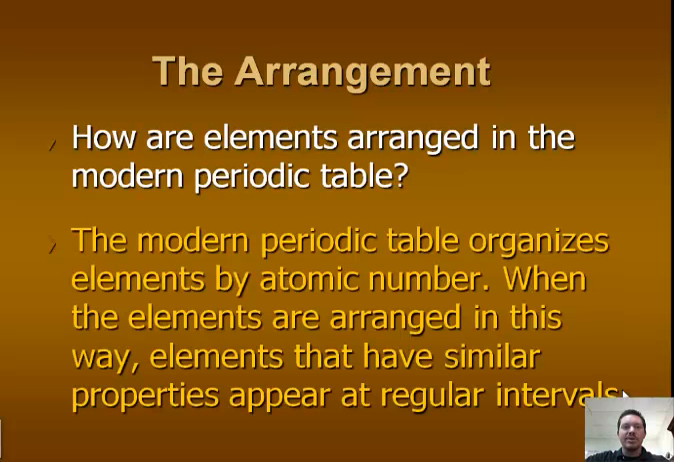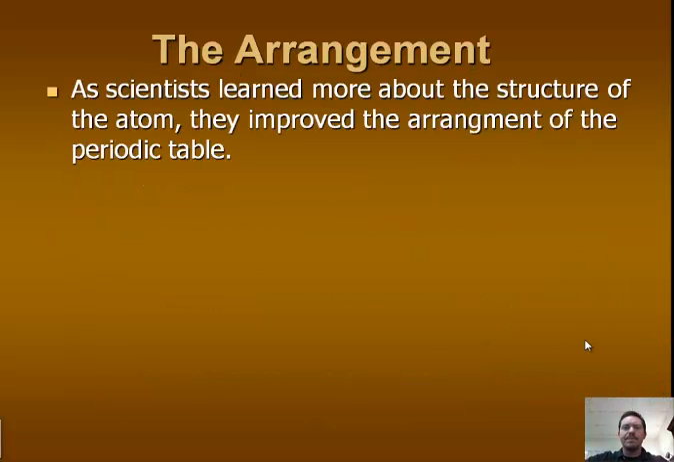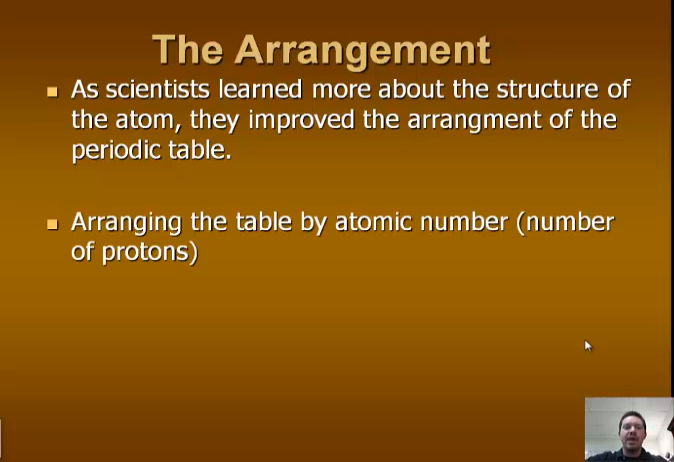So looking at the arrangement, the modern periodic table organizes elements by atomic number. When the elements are arranged in this way, elements that have similar properties appear at regular intervals. So every so often, the properties that fall within a particular group or region tend to be similar. As scientists learn more about the structure of the atom, they improve the arrangement of the periodic table by arranging by atomic number, which is also the number of protons.